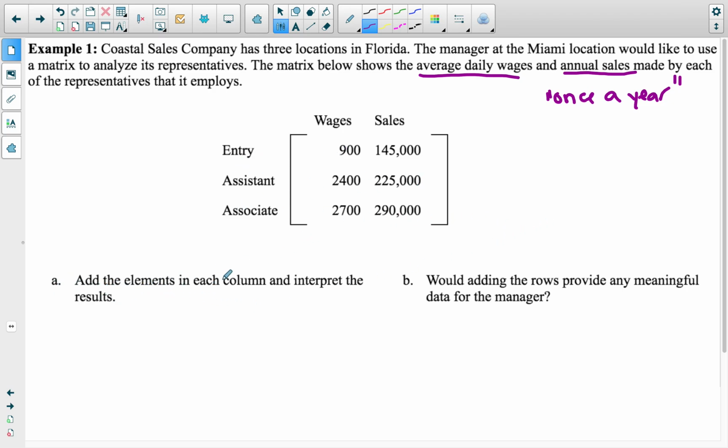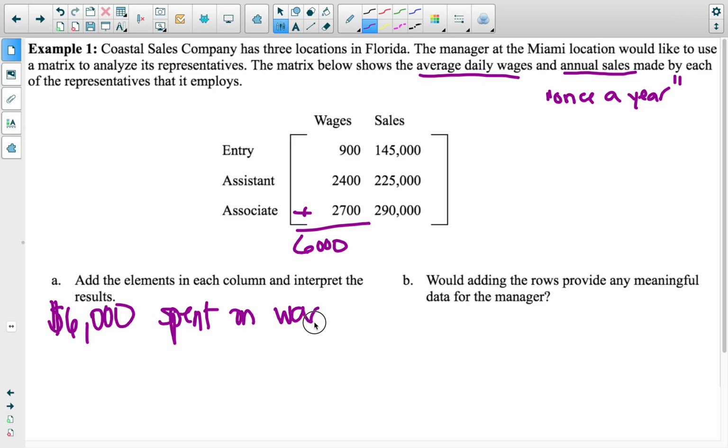So part A is saying, let's add the numbers in each column, and let's interpret those results. So let's add 900 plus 2400 plus 2700. That is a column. When we add those numbers, we get 6,000. And so that's our total wages, right? Because wages are the units for that column. Well, actually, the average daily wages add up to 6,000. So it's really like the sum of average daily wages.